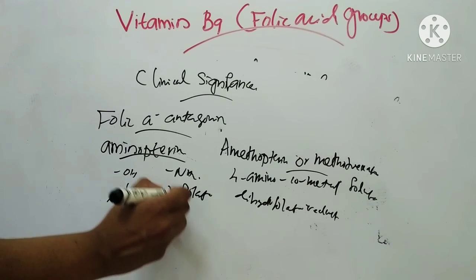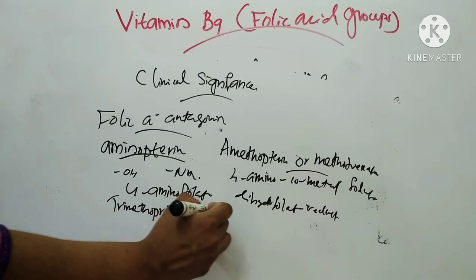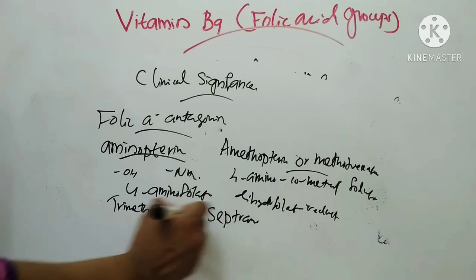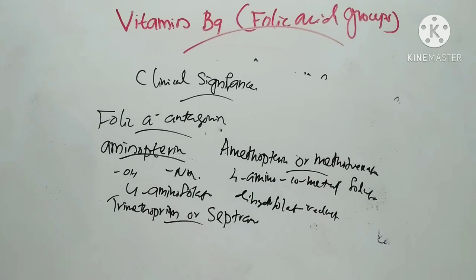Trimethoprim, or Septran. It inhibits dihydrofolate reductase, so the formation of tetrahydrofolate is reduced. This is used as an antibacterial agent.